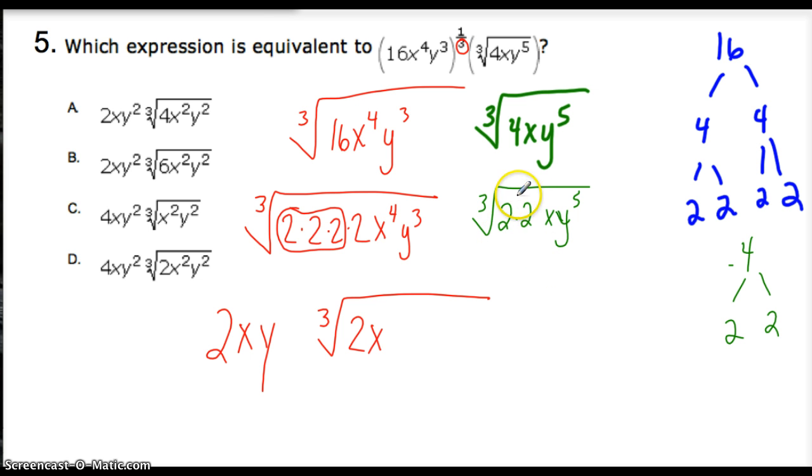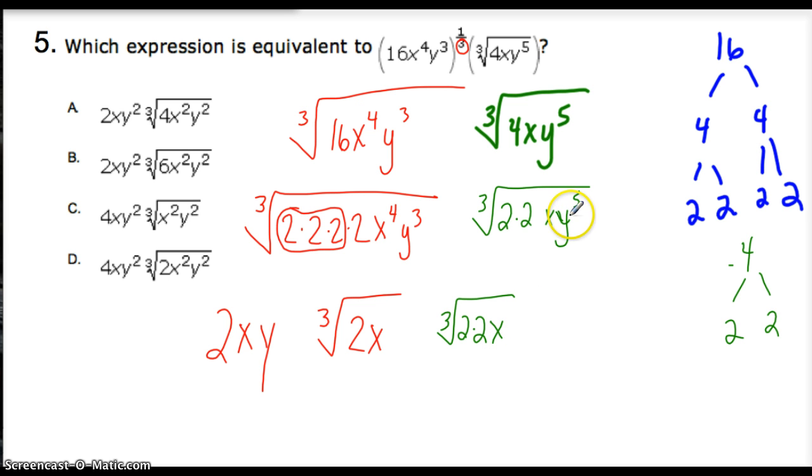Notice I do not have a group of 3's here, so I cannot pull anything out here. So I'm going to have the cubed root of 2 times 2. I'm leaving it that way for a reason. And then x, I only have one of them, so I can't pull 3, so I have an x left.